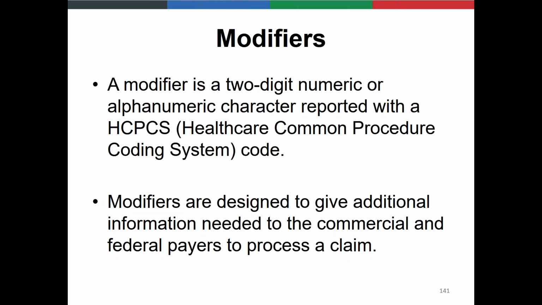All right, a modifier is a 2-digit numeric or alphanumeric character that is reported with a CPT code or a HCPCS code that modifies the behavior of that code. They're designed to give additional information needed by the commercial and federal payers in order to process a claim. And there are many, many different modifiers that give further explanation and clarification to a procedure.